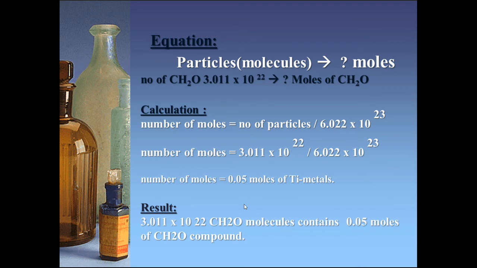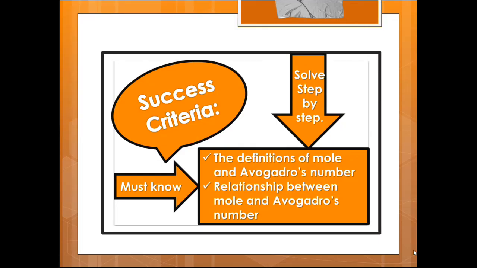Now calculation: number of moles is equal to number of particles divided by the Avogadro number. Number of particles is given, 3.011 × 10^22, divided by the Avogadro constant, that is 6.022 × 10^23. Calculate them, we get 0.05 moles of formaldehyde. So the result is that 3.011 × 10^22 formaldehyde molecules contain 0.05 moles.